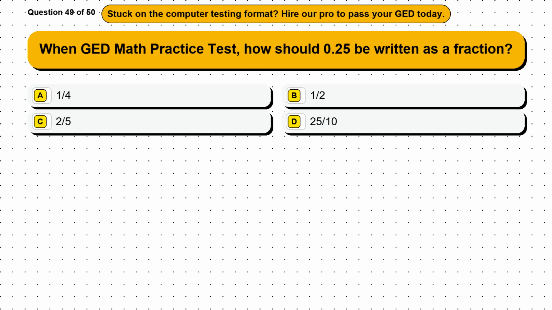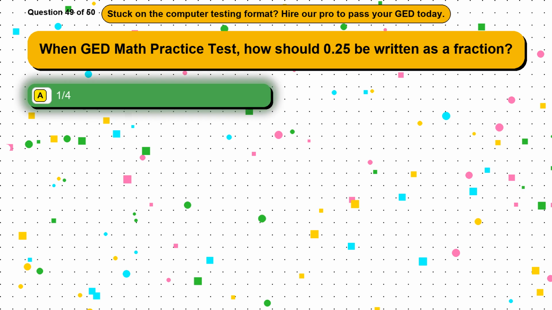Question 49. When GED Math Practice Test, how should 0.25 be written as a fraction? Option A, 1/4. Option B, 1/2. Option C, 2/5. Option D, 25/10. The correct answer is option A, 1/4.